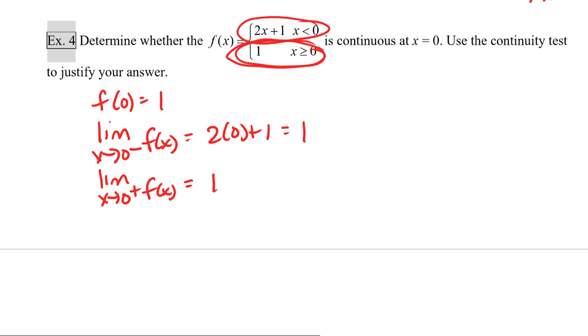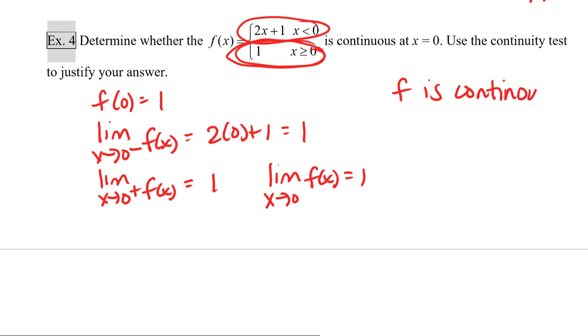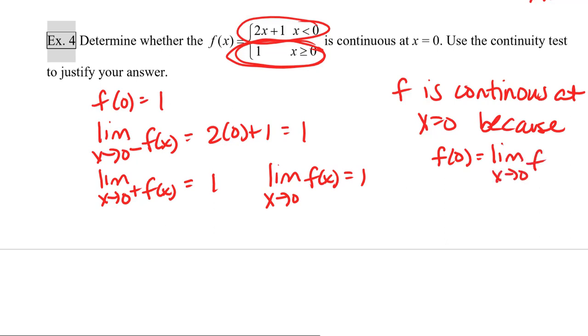So this means since the left and right hand limits both equal 1, I can say then that the limit as x approaches 0 of f of x is equal to 1. So finally, I can say that f is continuous at x equals 0 because f of 0 equals the limit as x approaches 0 of f of x.